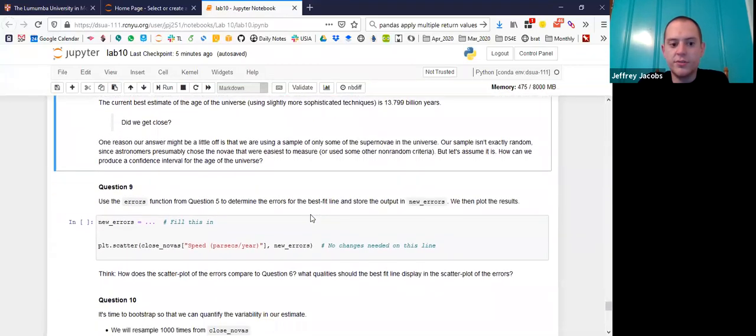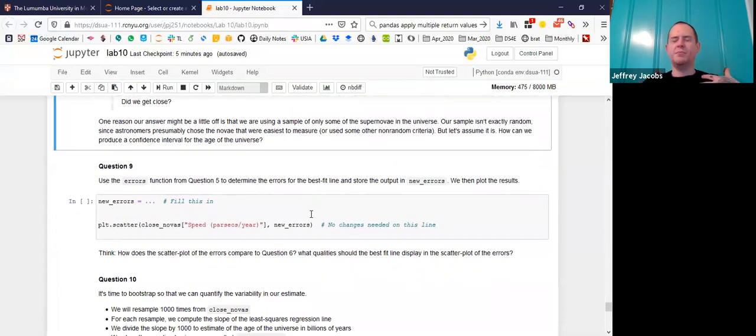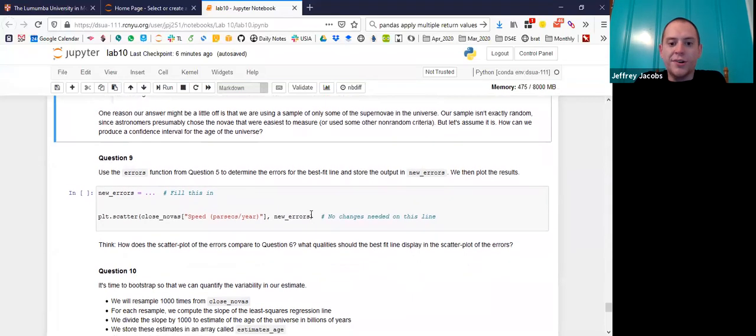So as a way to be more honest that there's error that we can't account for in our linear model, we will compute a confidence interval and just report that instead of reporting a specific prediction for the age.